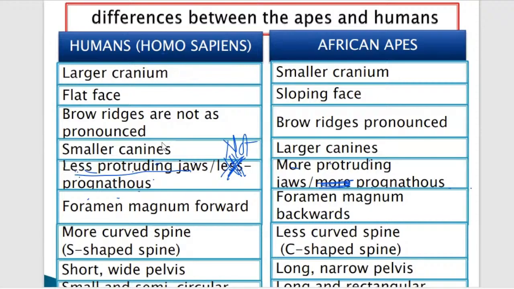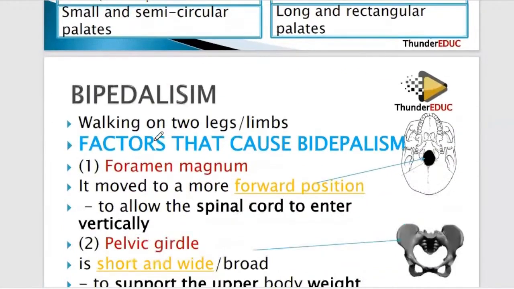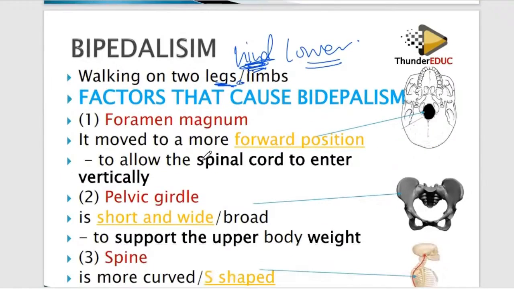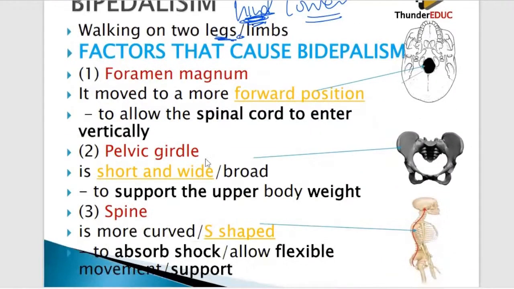Foramen magnum in backward position is shape of the spine, that's all cool. Then here, walking on two legs. Walking on two legs or walking on two hind limbs. The word hind must be there. Walking on two hind limbs, or lower limbs. You can say lower limbs or you can talk about hind limbs. So make sure that when you are defining bipedalism, so that is also a small update so that you don't mess it up. Factors that affect bipedalism, we say that the first one is, please know them.